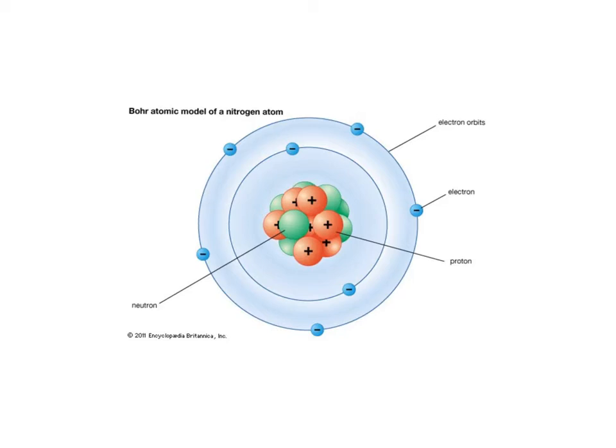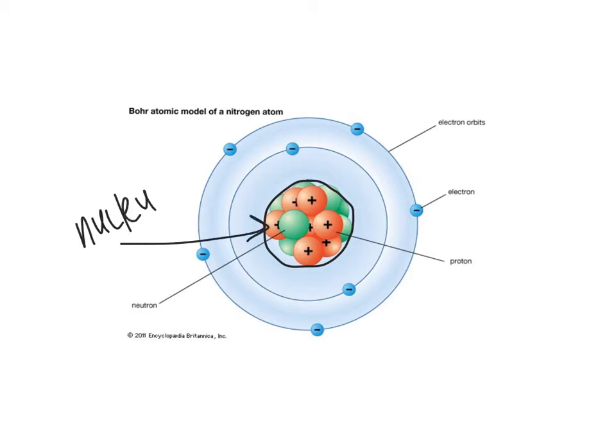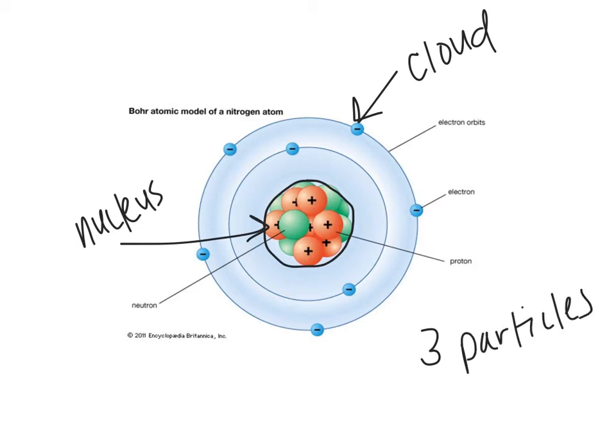Here's a picture of an atom. This is called the nucleus. And then there's a cloud out here, and this is where all the electrons are found. And you can see here that they're color-coded. There are 3 particles in an atom. There are electrons, there are protons, and there are neutrons. But the names of where they are is called the nucleus and the cloud.